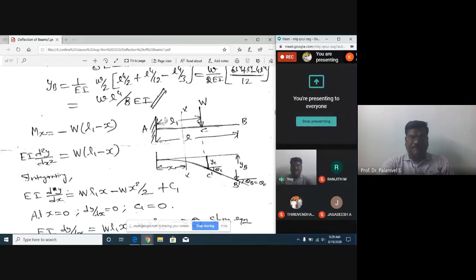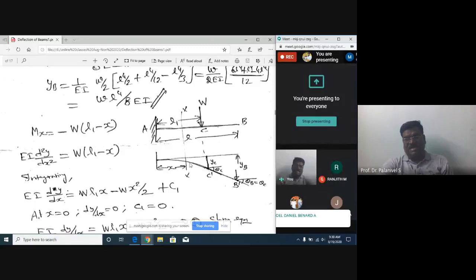Please listen. We are investigating a cantilever beam in which a point load is acting somewhere along its length, say at a distance L1 from the fixed end. Now the length of the beam is L. I am interested in determining the deflection of the free end. Now the deflected profile of the beam I have drawn like this.